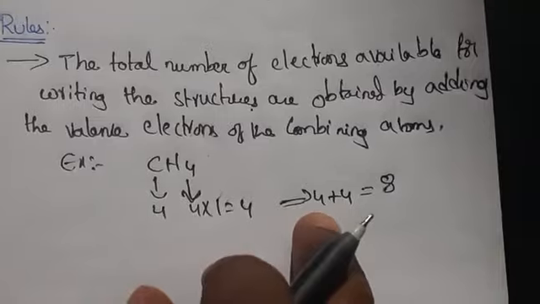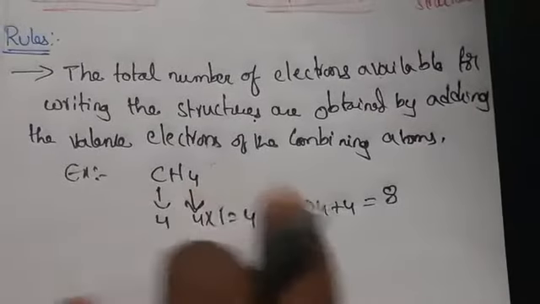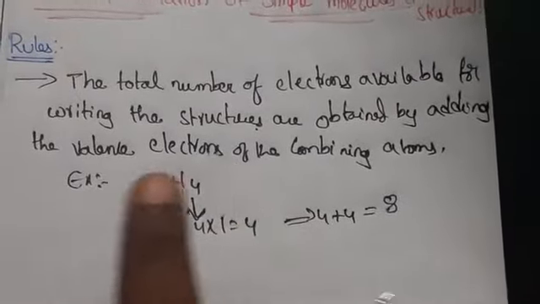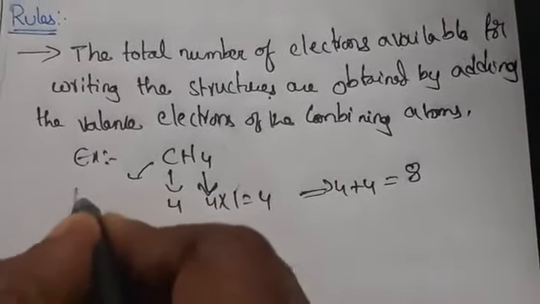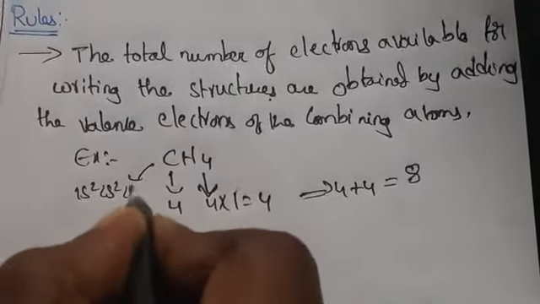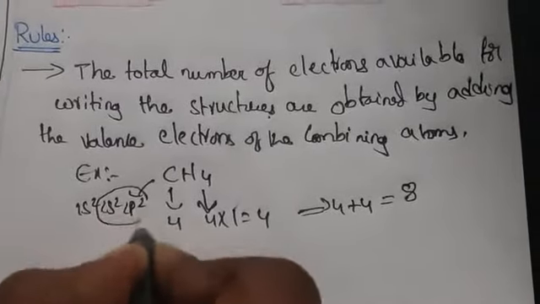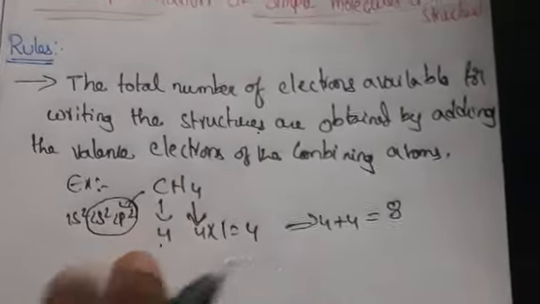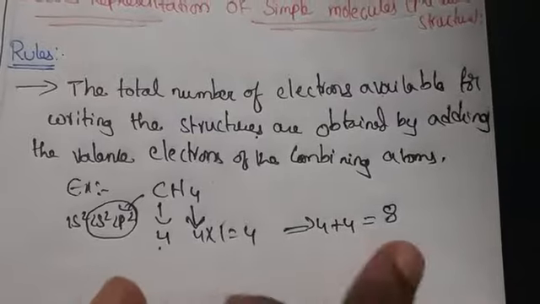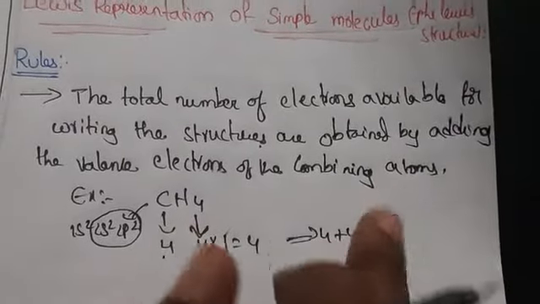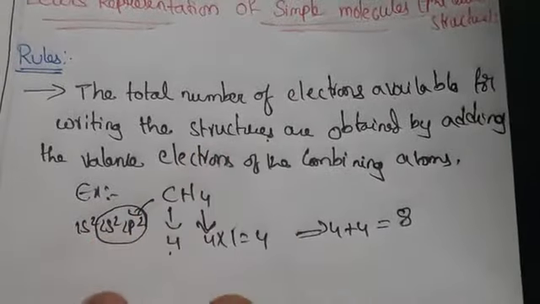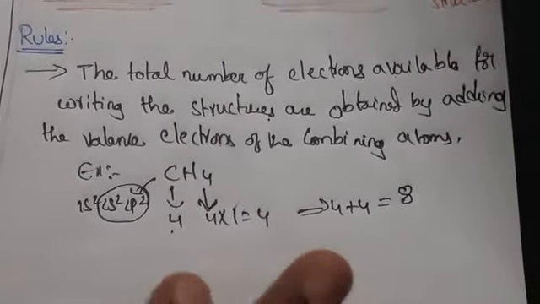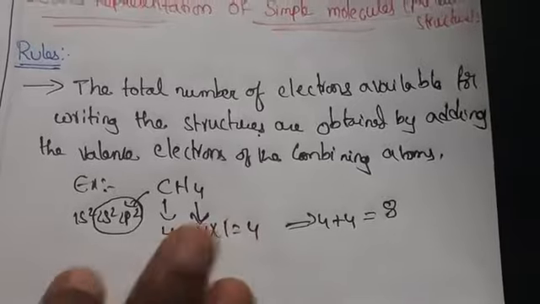This means we did this by combining atoms. Hydrogen has valency 1, carbon has valency 4. How? The atomic number is 6, 1s2, 2s2, 2p2, so this is the valency we have got. If we add this valency and this valency for the combining atoms, we get 8 electrons. So this is the first rule: we have added the valence electrons of the two atoms.